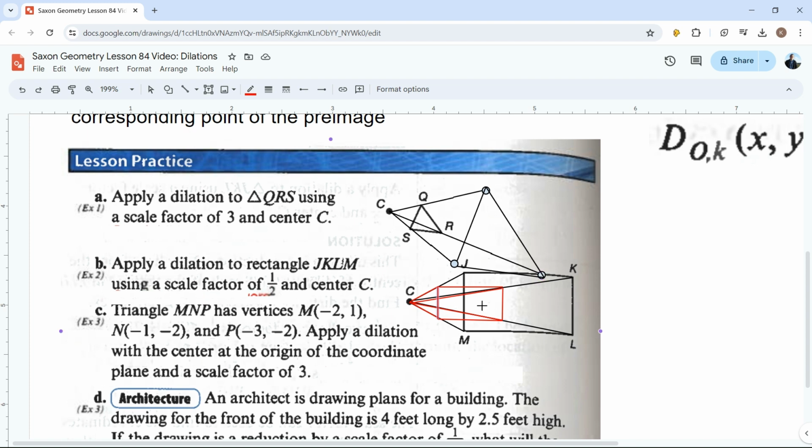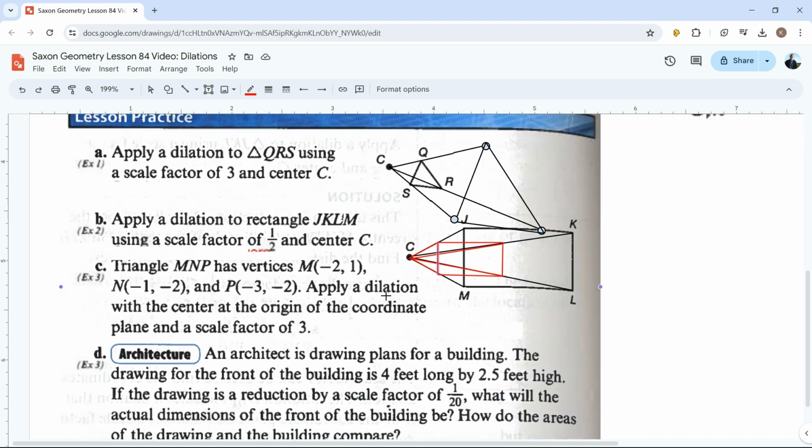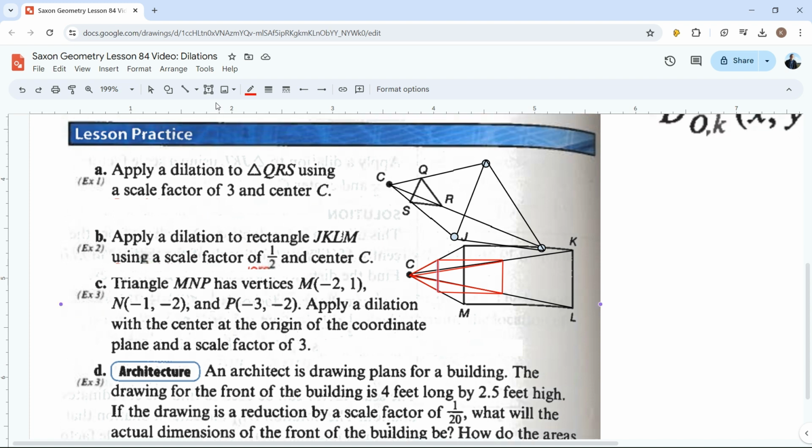Okay. Once again, notice that where the lines intersect the image and the pre-image vertices, if I just connect all those lines, they all intersect back at the center point. Next, triangle MNP has vertices M (-2, 1), N (-1, -2), P (-3, -2). Apply a dilation with the center at the origin. Oh, that is music to my ears, because you know what that means? This is the easiest type of problem ever.